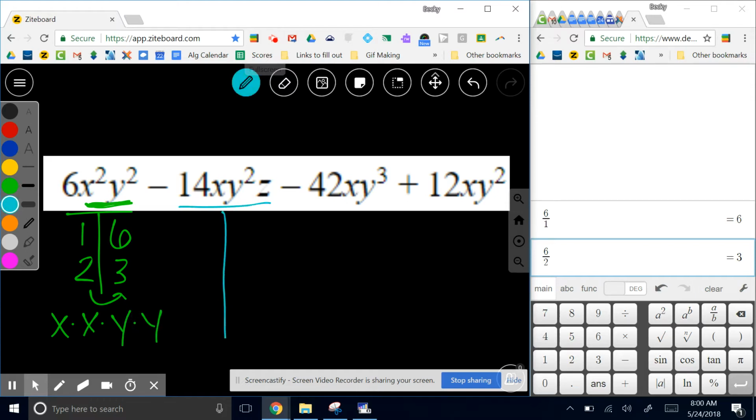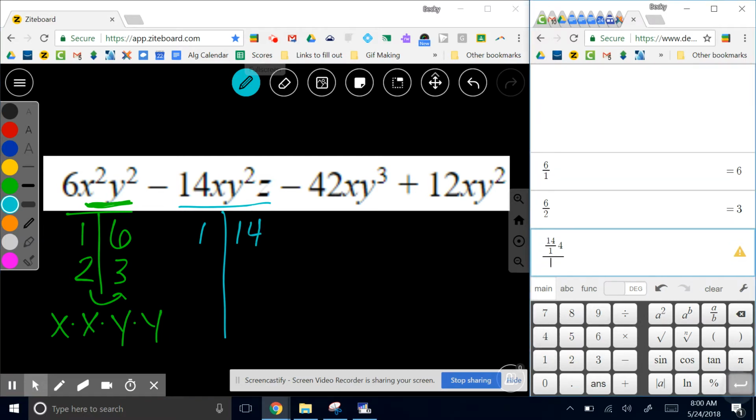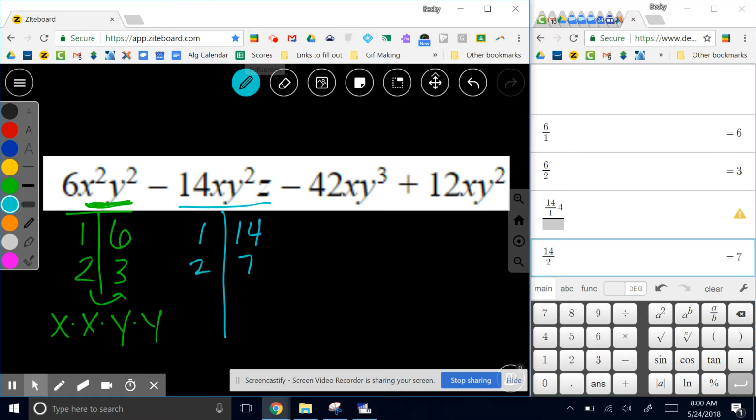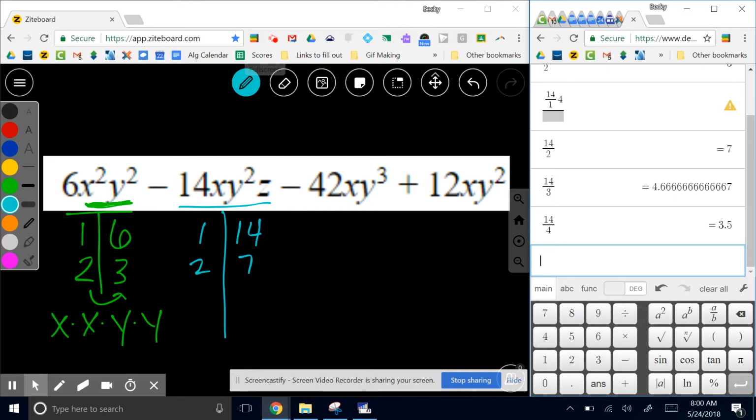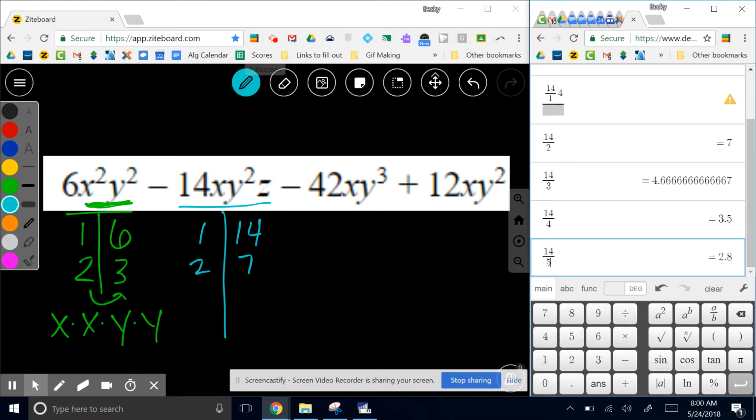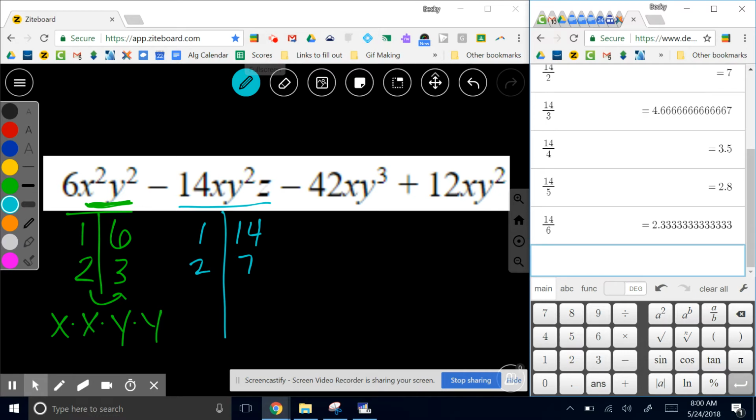So I've got 14xy squared z. I'm going to start with the 14. We've got 14 divided by 1, and I got 14. Then 14 divided by 2, and I get 7. And then we try 14 divided by 3. Oh, that doesn't work, so 14 divided by 4. I keep going until I get either a whole number or I come back to one that I already have. So notice that 6 didn't work, but I already had 7, so I'm not going to write 7.